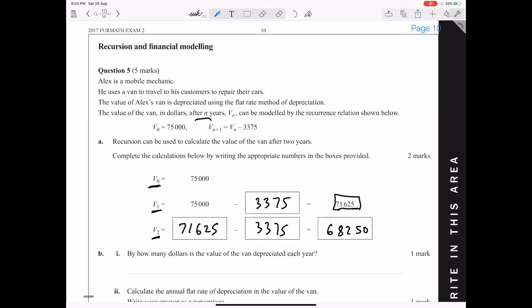5B I, how many dollars is the value of the van depreciated each year? So, as we calculated in this question, we can conclude that $3,375 is the value the van depreciates every year. So $3,375.